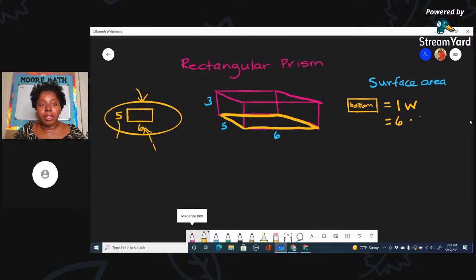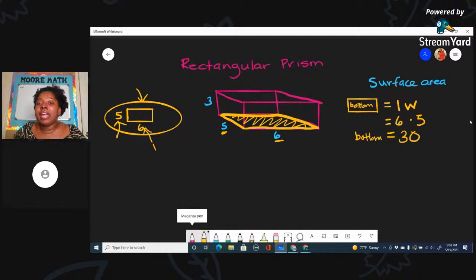So what's your width? 5. Yeah. Okay, good. So you just take that rectangle that's on the bottom here and you multiply together. So you have your length, or your longest side, and your width, which is 5. So 6 times 5 is what? 30. Excellent. So that's the area of the bottom.